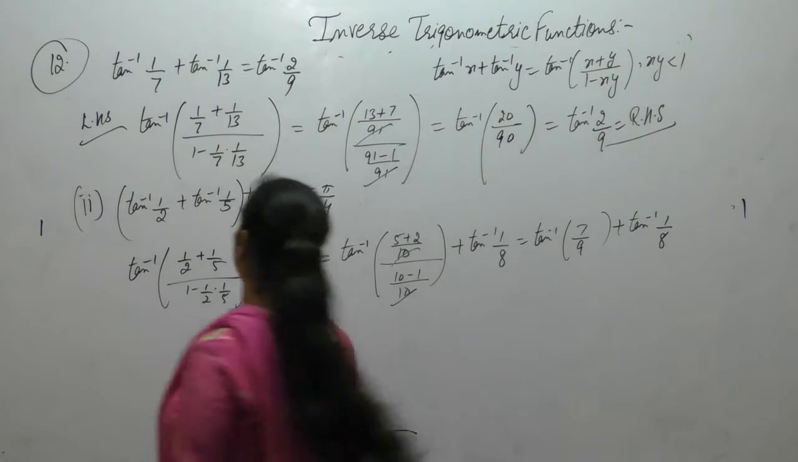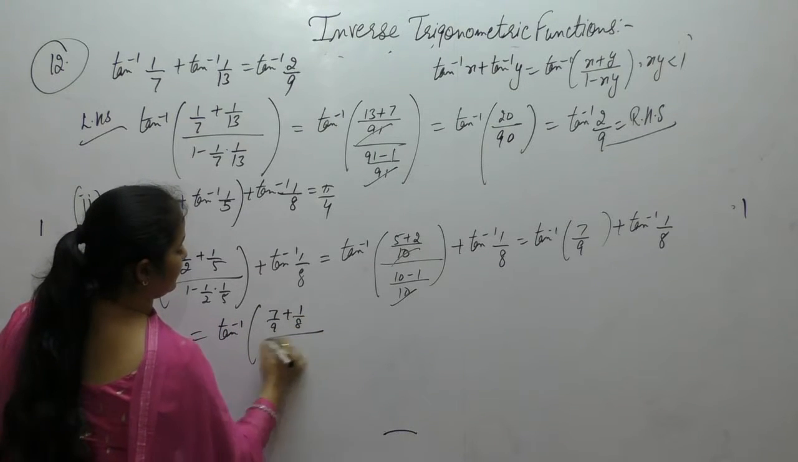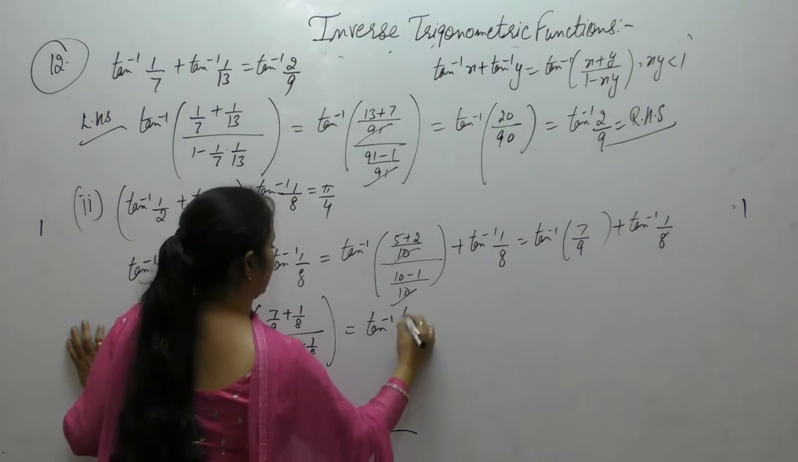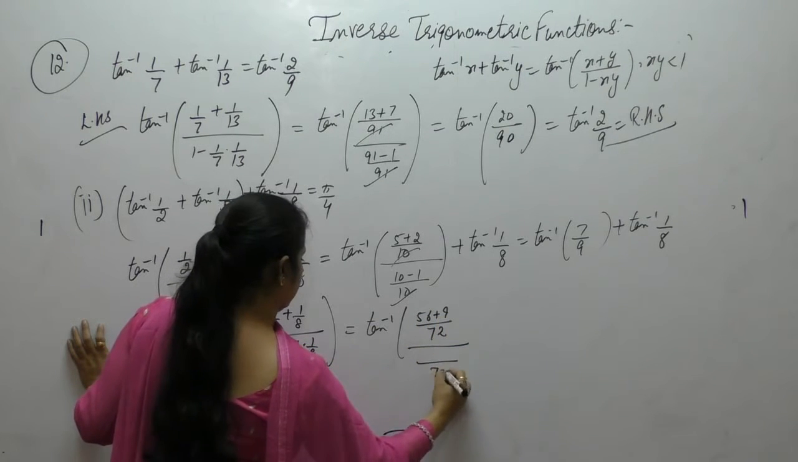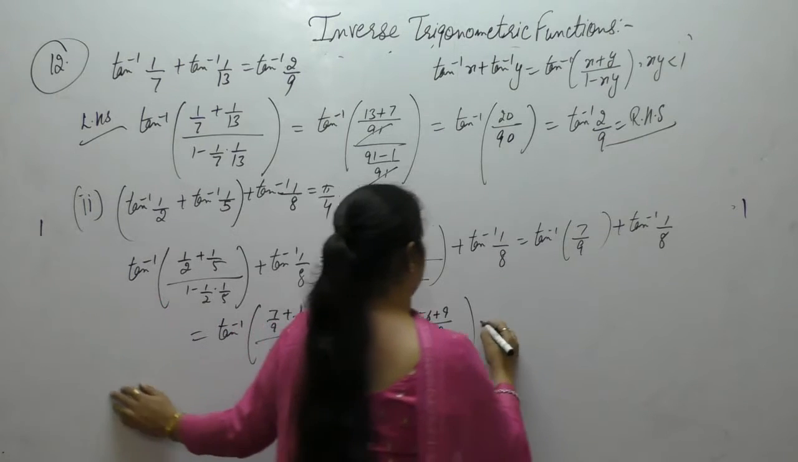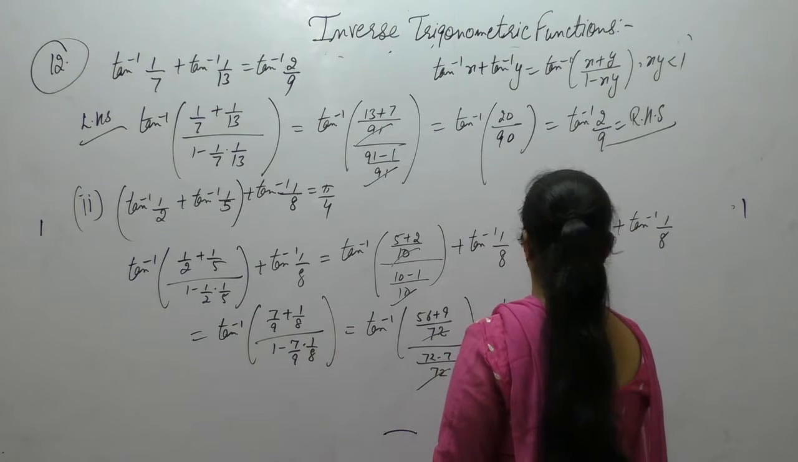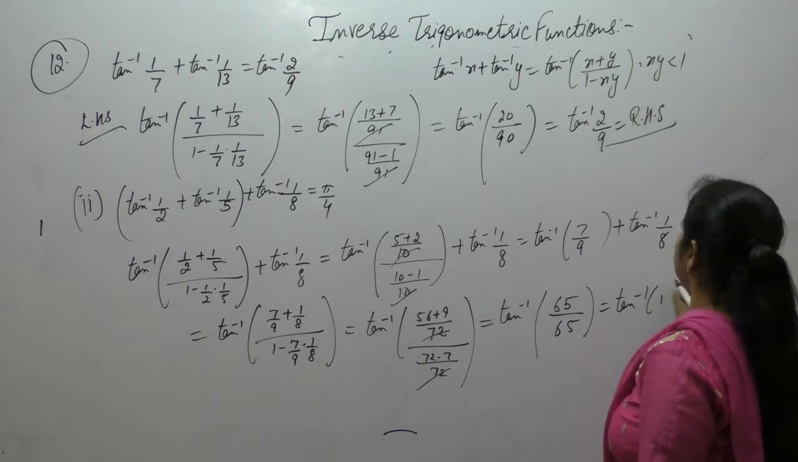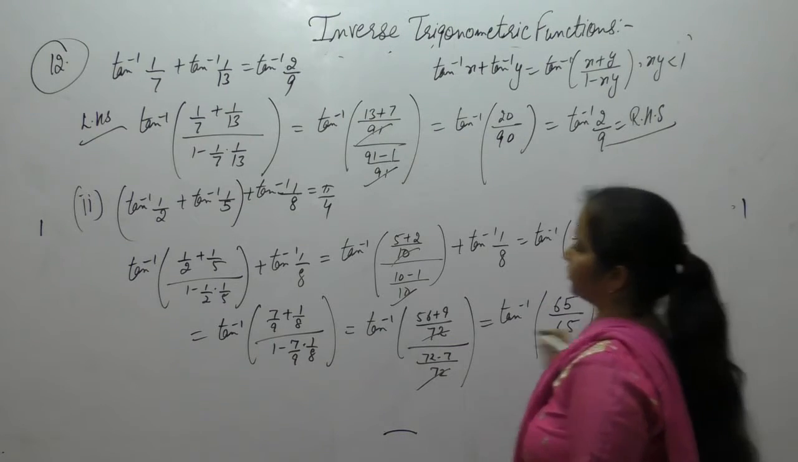Again apply the formula here. Tan inverse of (a plus b) upon (1 minus a into b). So tan inverse, take the LCM, 72 minus 7. So we have tan inverse 1, and 1 is the value for tan pi by 4. So we get the answer as pi by 4.